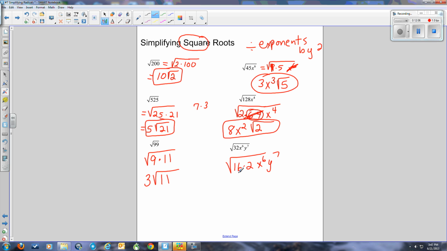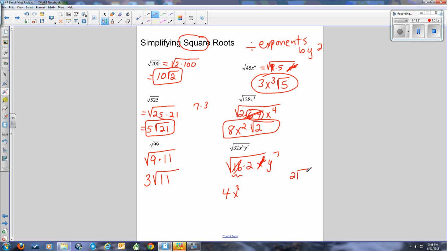So the square root of 16 gives us 4. X to the 6th, divide that by 2. So we get x to the 3rd. Divide the exponent by 2, I mean. Now this next one is going to be something a little bit different. So the 16's gone, x to the 6 is gone. Y to the 7th. Divide 7 by 2.